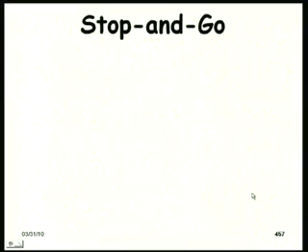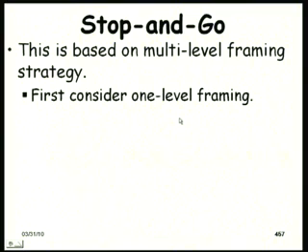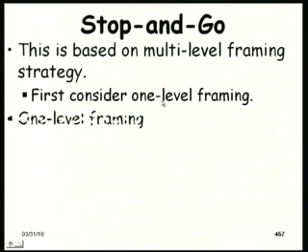Now, let us look at the stop and go. The stop and go algorithm is based on the multi-level framing strategy, but first let us consider the one level framing, and if we understand this, then we can extend it to multi-level framing, because if we first start discussing multi-level framing, it might appear a bit confusing. So, let us look at the simplest case of a one level framing.